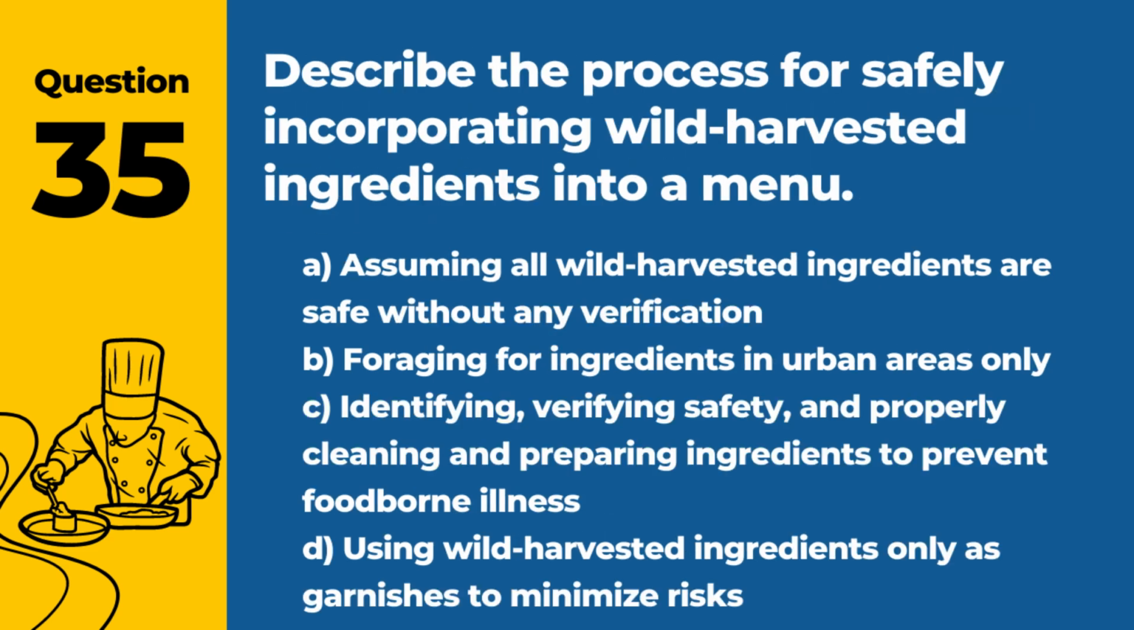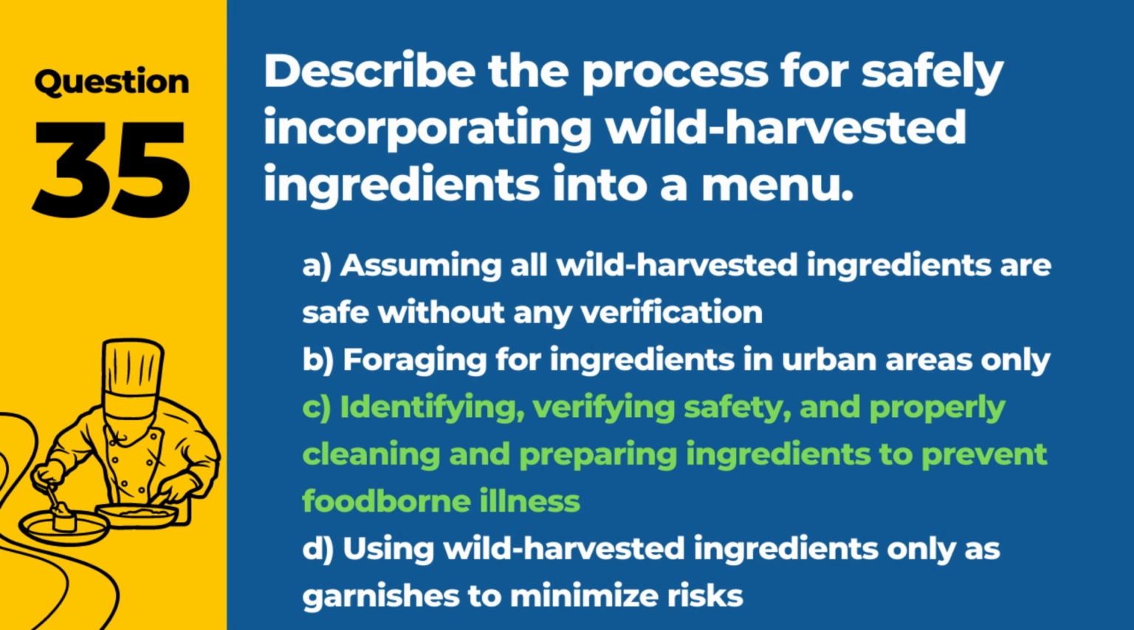Question 35. Describe the process for safely incorporating wild harvested ingredients into a menu. A. Assuming all wild harvested ingredients are safe without any verification. B. Foraging for ingredients in urban areas only. C. Identifying, verifying safety, and properly cleaning and preparing ingredients to prevent foodborne illness. D. Using wild harvested ingredients only as garnishes to minimize risks.